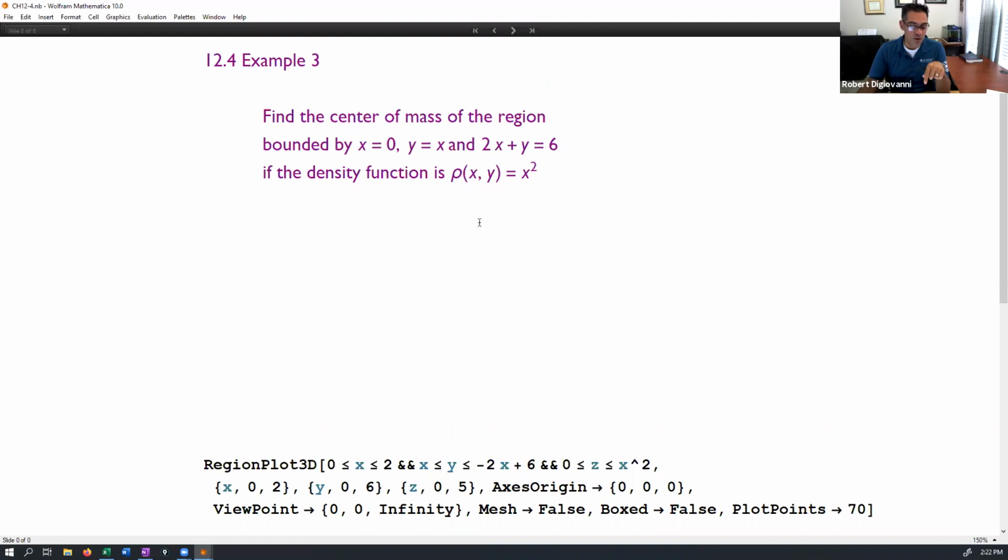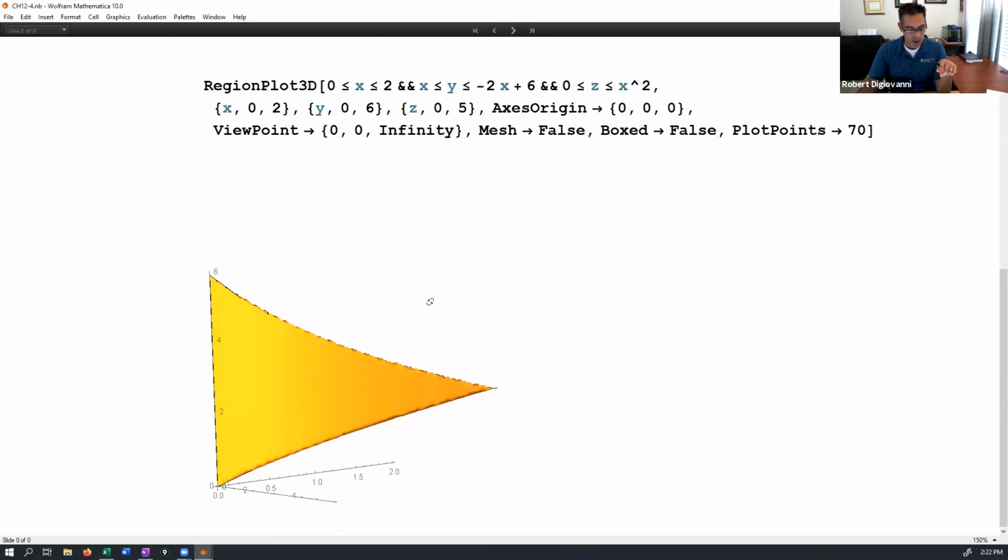I wanted to show you this region because I actually have a picture of this. This is what the region looks like. Okay, this is the lamina, but it has a non-uniform density. So it's more dense over here than it is over here. The darker means more dense, okay?